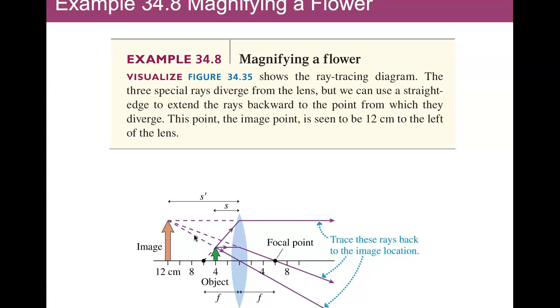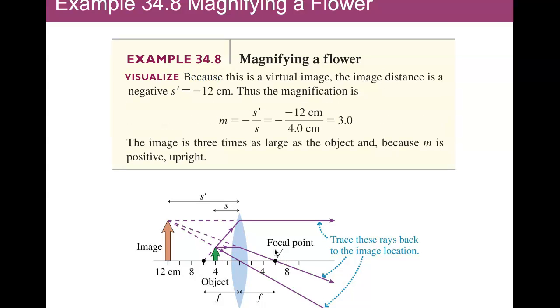Okay, so that's just what we have from tracing the rays, and that's the result of the calculation. We solve for s prime. It's going to be minus 12 centimeters, and the magnification is just minus s prime over s. And the fact that this is a positive number means that the image is not inverted.